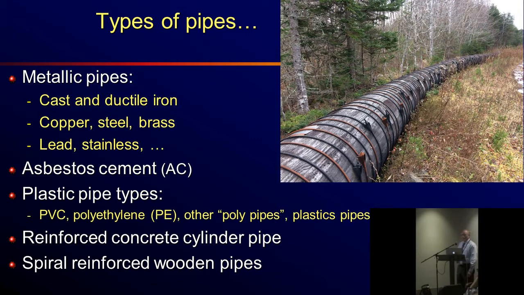And then there are various numbers of plastic pipes, whether it's PVC, polyethylene, polypipes, various grades and qualities, and some of them are not very good, which again brings us back to the number of leaks that happen on connections and services. Then there's reinforced concrete cylinder pipe, and the classic that you can see in the picture there is spiral reinforced wooden pipes, which are still in service in some areas and are well over 100 years old. And this is in our home province where I come from. That's one of the transmission mains that's still in service.